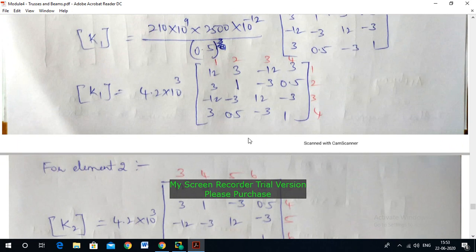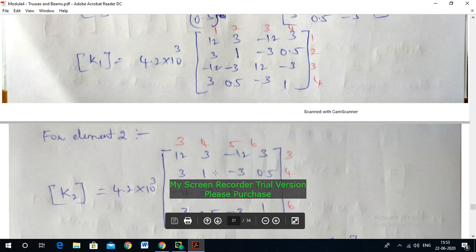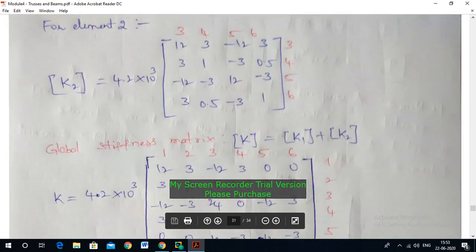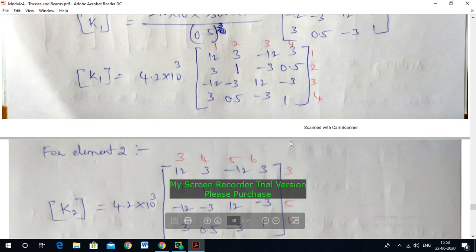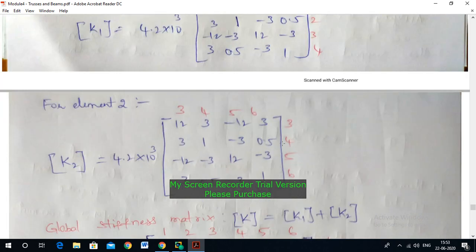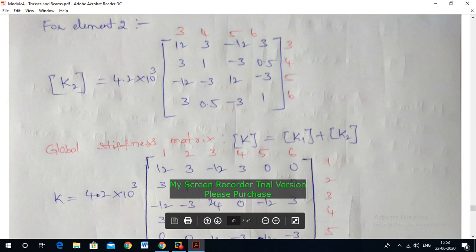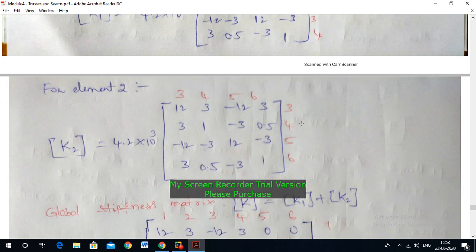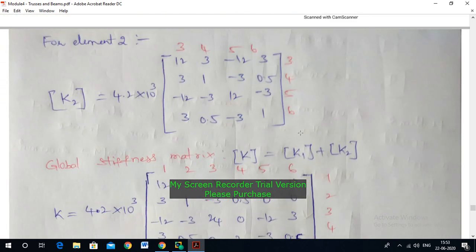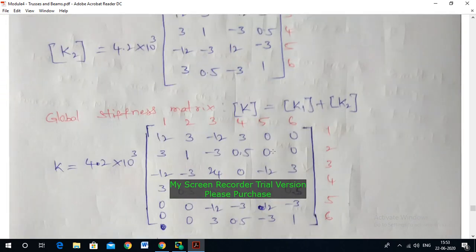Next, the element corresponding to second column, second row is 1, but there is no element corresponding to second row, second column in the second matrix, hence 1. Next, the element corresponding to second row, third column in matrix 1, minus 3 is there, but there is no element corresponding to second row, third column in the other, hence it is minus 3. Next, the element corresponding to second row, fourth column is 0.5, but there is no element corresponding to second row, fourth column, therefore I take it as 0 here.